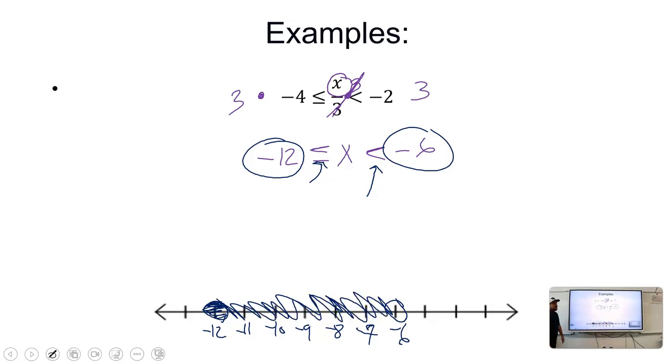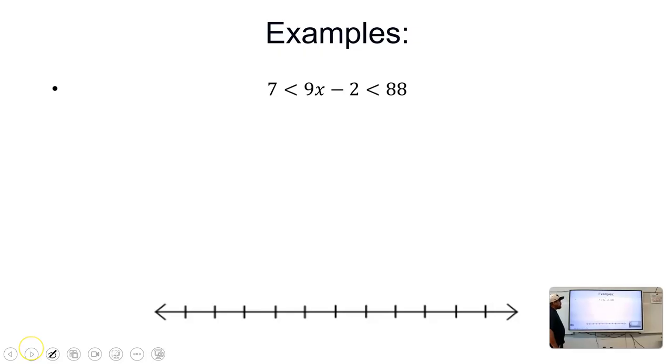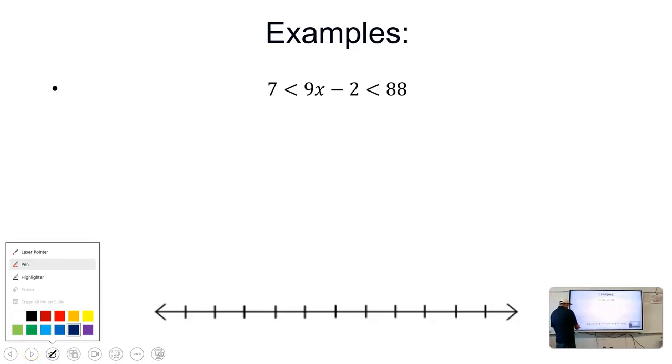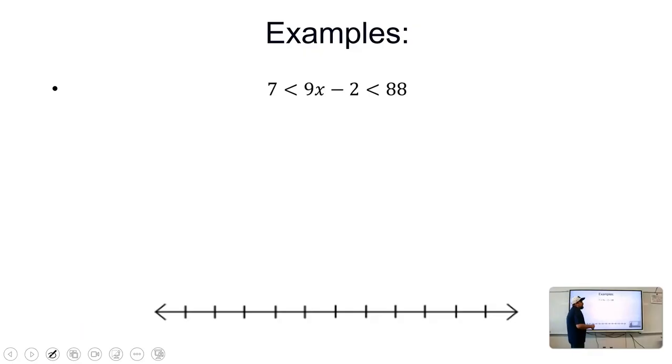Really straightforward. Just find your boundary points. Make sure you get the open or the closed circle and shade between them. Let's do another one. This time we have a two-step equation in the middle, so we're going to have to do two different operations to our middle term.